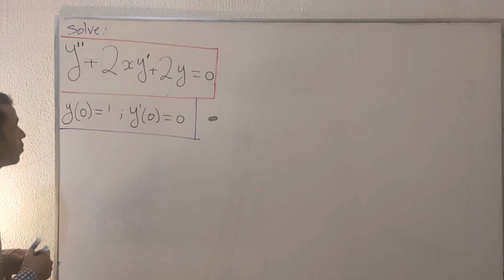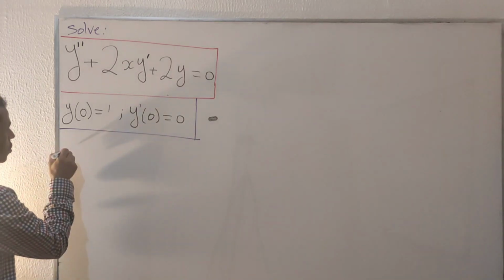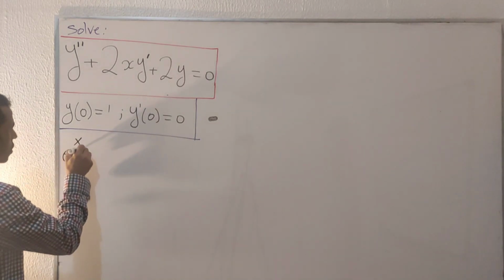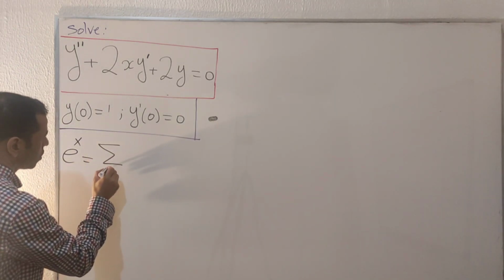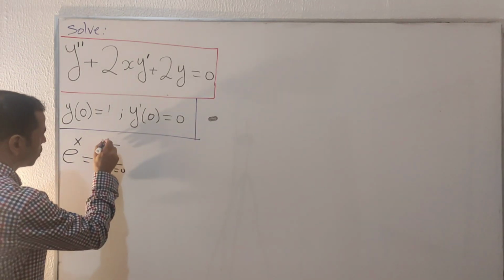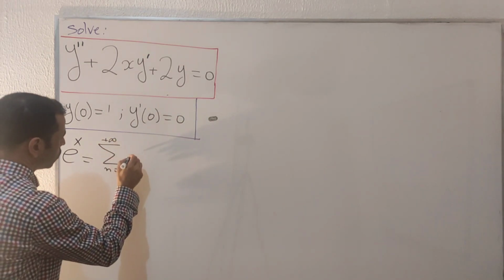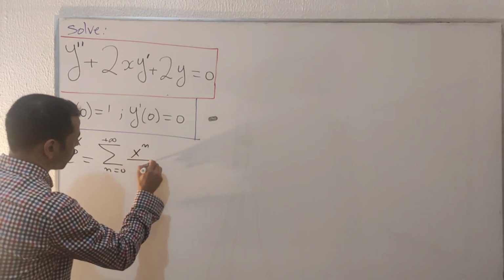I'm going to remind you about the power series. So we know e to the x, as an exponential function, equals the sum as n goes from 0 to plus infinity of x to the n over n factorial.